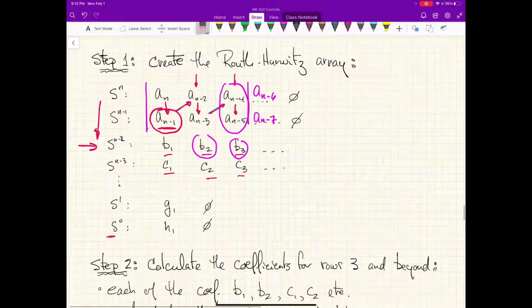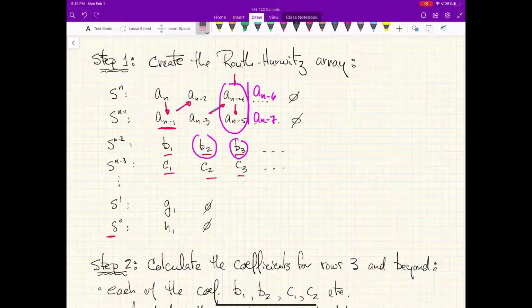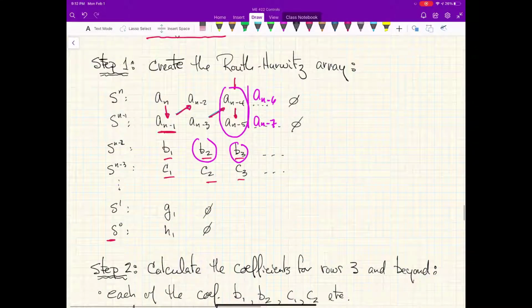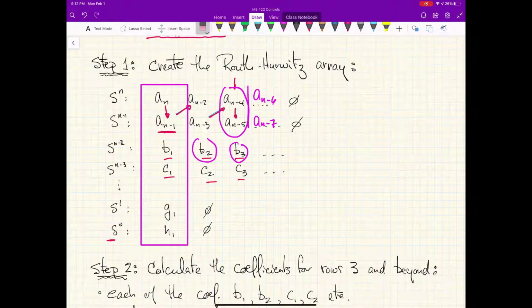So let me clean this up a little bit here. Okay, I don't need all that stuff. Need that. So first column is what matters. I'm going to look at the signs as I go down this column. So let's say that A1 is positive, right? In other words, my characteristic equation is all positive. It has to be, because if A1 and a_{n-1} were not of the same sign, then I wouldn't have to do this whole thing. I would know the thing is unstable. So this guy's positive, this guy's positive, this guy's positive, this guy's positive.